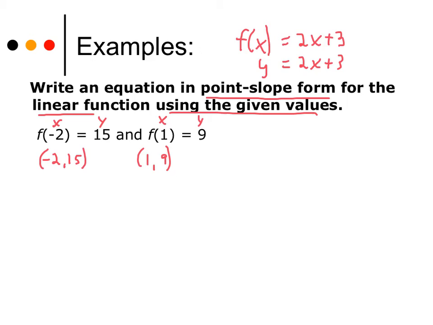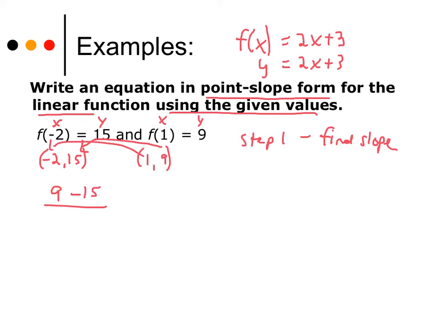So if they've given you 2 points, then step number 1, your first step, is always to find slope. So I'm going to find slope. I do that by doing y2 minus y1, so 9 minus 15, over 1 minus a negative 2, and then I have my slope. So this is negative 6 over 3. I reduce, and I get negative 2. So my slope is negative 2.